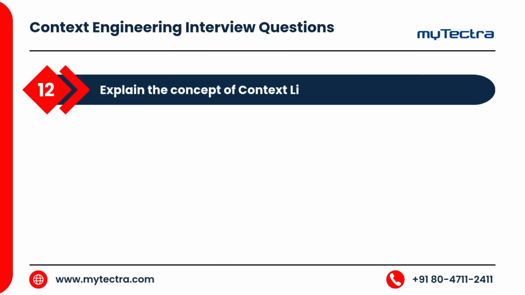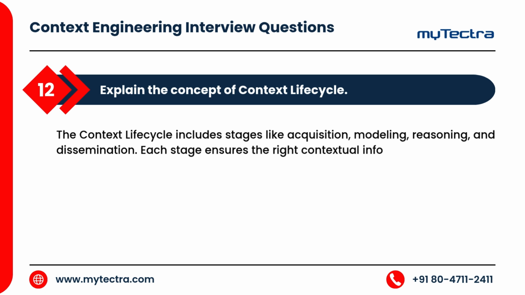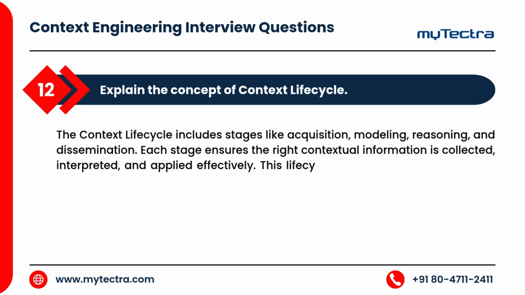Explain the concept of context lifecycle. The context lifecycle includes stages like acquisition, modeling, reasoning, and dissemination. Each stage ensures the right contextual information is collected, interpreted, and applied effectively. This life cycle enables continuous learning and system adaptation.